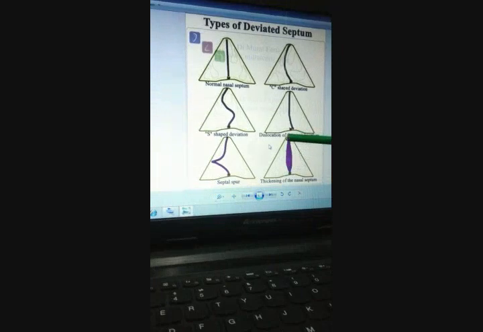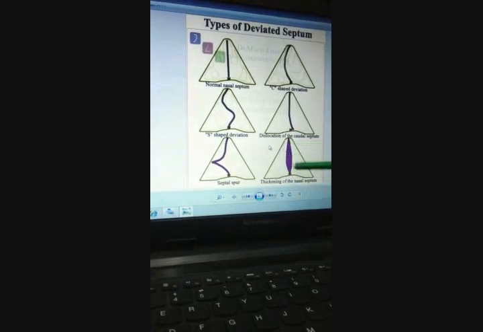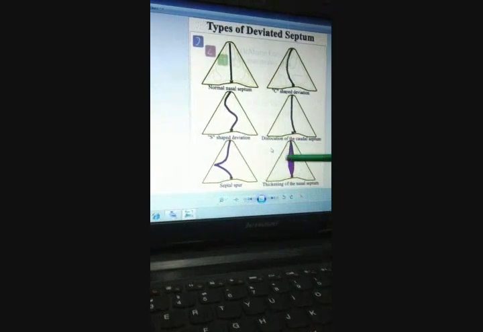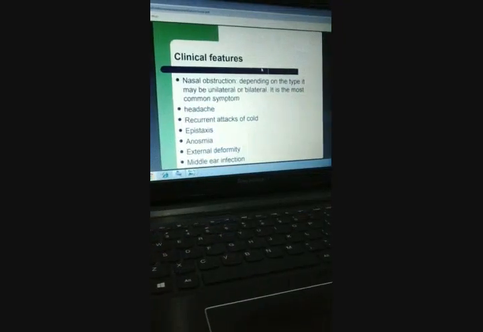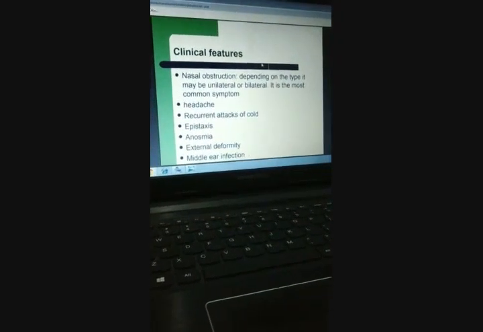Here is the thickening of the septum, which may be due to infection, hematoma formation, or trauma, with overlapping of the parts of the septum that forms the thickening of the nasal septum.